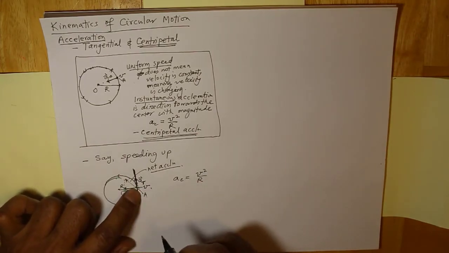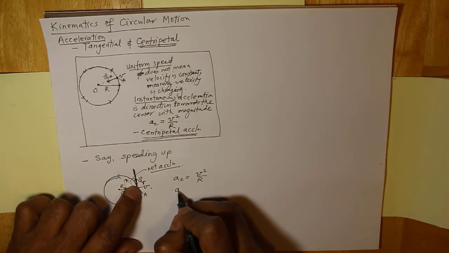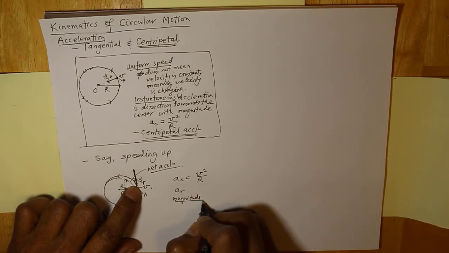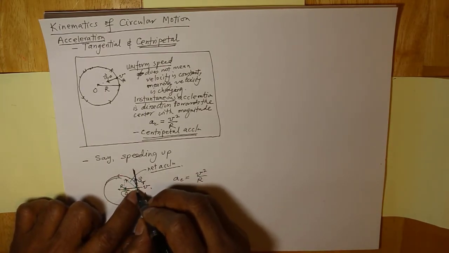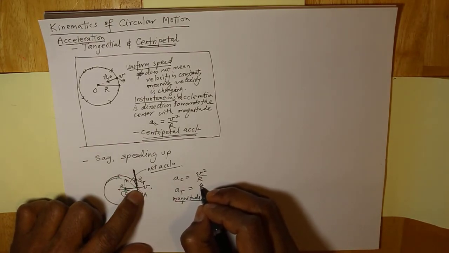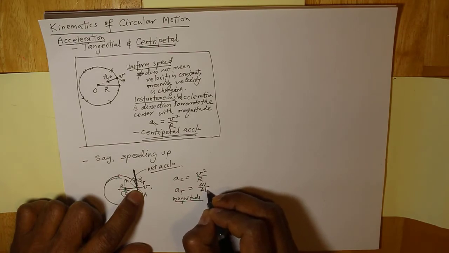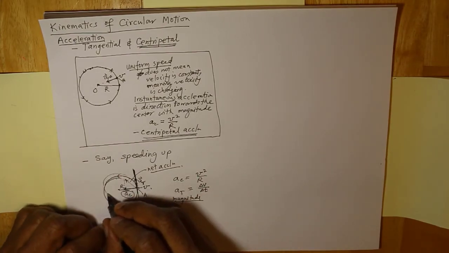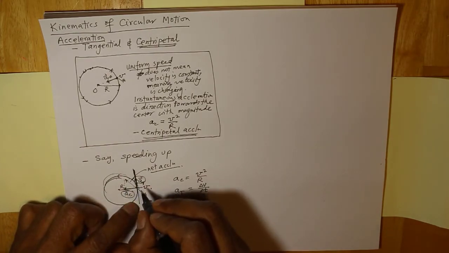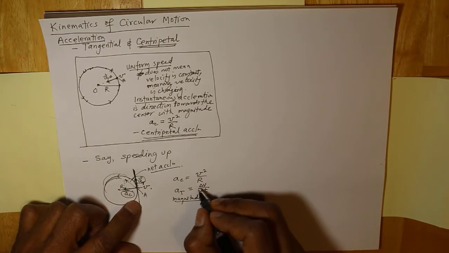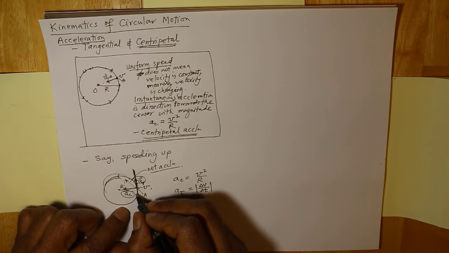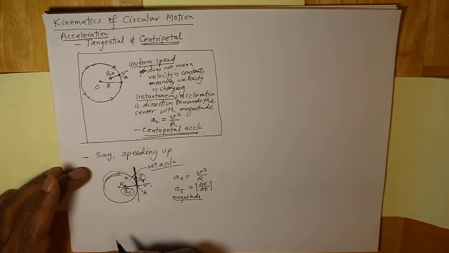We know the direction. The magnitude of A sub t should be the rate at which the speed is picking up, and that will be how much speed picked up in how much time. Now, if it was speeding up, this would be a positive number. If it's slowing down, then this acceleration should be pointed in the opposite direction. So we'll just call it absolute value and take the direction based on whether it's speeding up or slowing down.